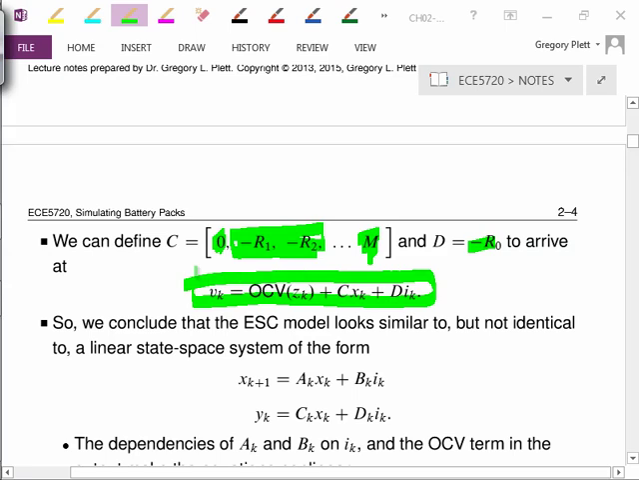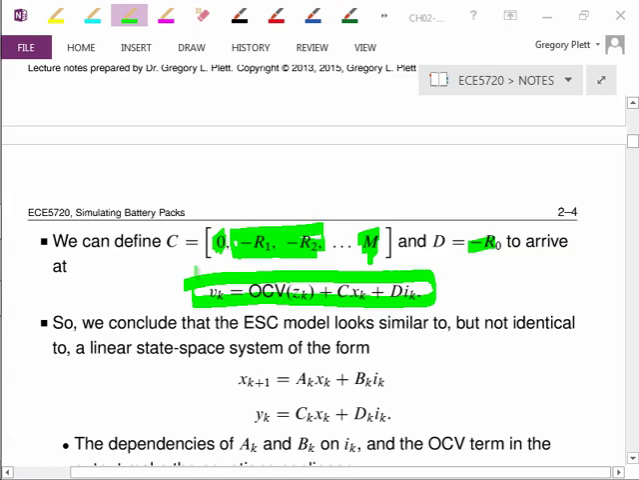V of k, cell voltage, is equal to open circuit voltage evaluated at the state of charge. That's not changed. But then the other terms in the voltage equation are linear products of the state and the input current. So I've got a nonlinear part, which is OCV, and then I've got a linear part, which is everything else.